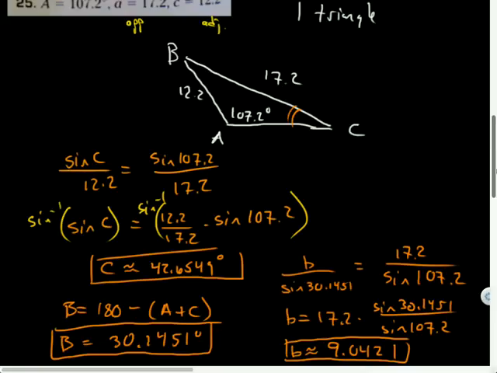Now, do these measurements make sense? Is the largest angle opposite the largest side? 107 opposite of 17? Yep. Is the smallest side opposite the smallest angle? Yes. And the medium is opposite the medium. So it all seems to work out.